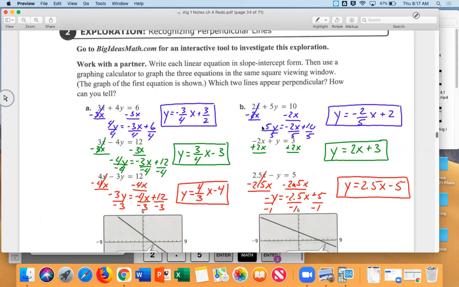Oh, sorry. We just did that. Yeah, I know. So which lines are perpendicular? Yeah, the first one and the third one, the blue one and the red one. Because the blue one is -2/5. And if we convert 2.5 to a fraction, that's 5/2. And you can see one's positive, one's negative, and one's 2/5, and the other one's 5/2. So the key here is that they're opposite reciprocals.